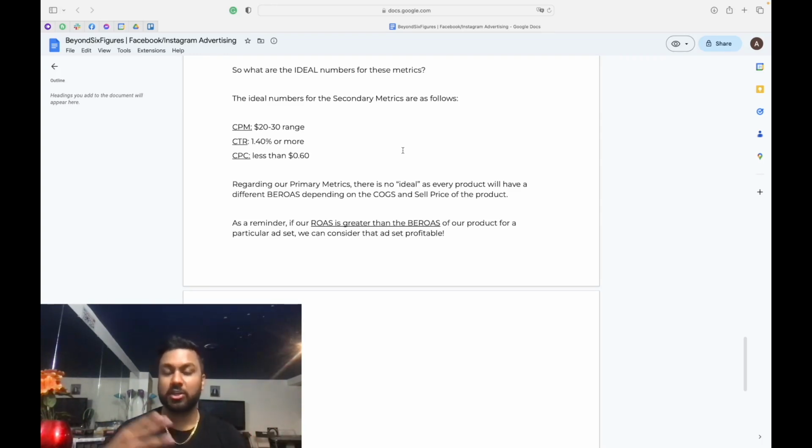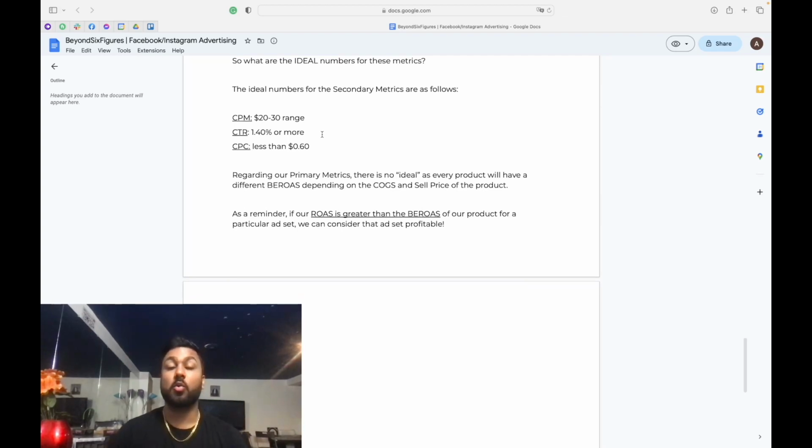Now, of course, as you see Q4 approaching, it's completely normal to have much higher than the average range of 20 to 30. But keep in mind that is the range we're looking at. CTR should be 1.4% or more, and that means your ads are pretty healthy. You're also going to notice if your CPMs are higher, let's say $30 or $40 or $50, you're going to reach less people, right? Because the cost is a lot.